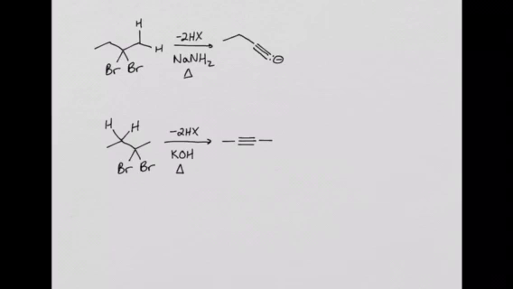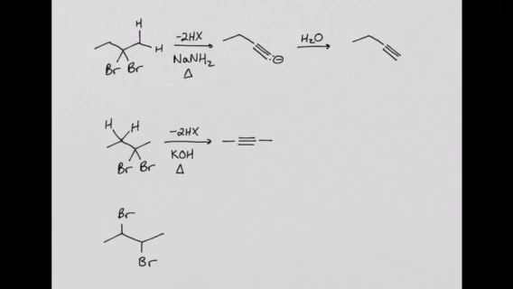In order to get the terminal alkyne, we must protonate that acetylide ion, typically using water. The sodium amide and heat must be added first, followed by addition of water, in order to get the desired terminal alkyne product. In some cases, certain alkyl dihalides can only eliminate to form one single alkyne.